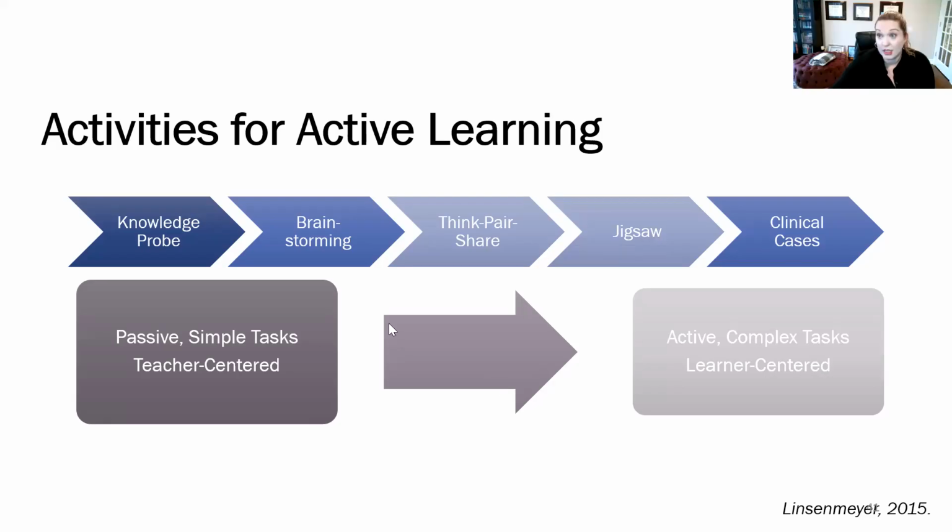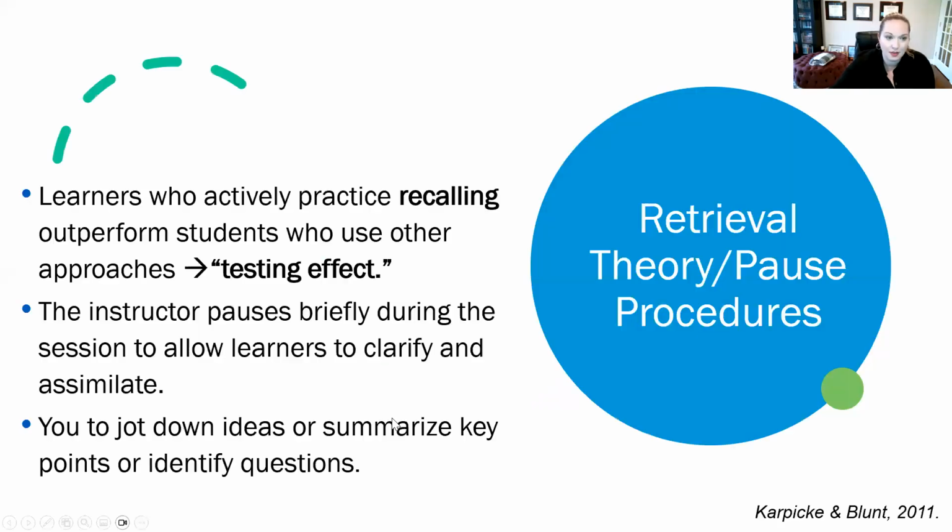And I think the other thing to keep in mind as we go through these is that nearly everyone, if not all, are very easily convertible to an online or distance learning modality. So we'll go through some of them. And the first is retrieval theory or pause procedures. So learners who actively practice recalling outperform learners who use other approaches. This can also be known as the testing effect.